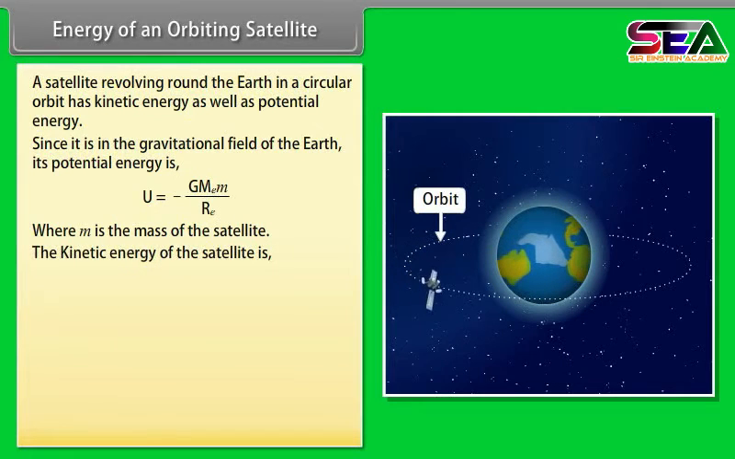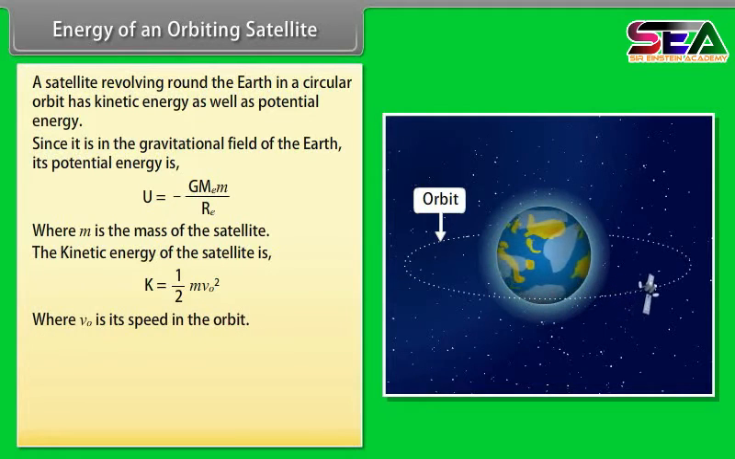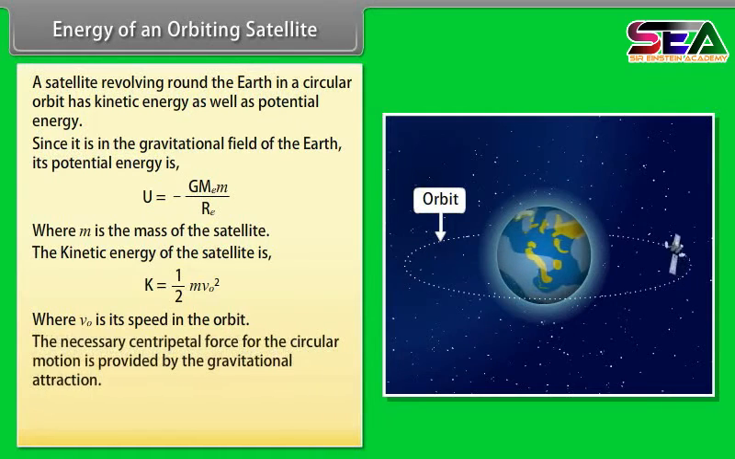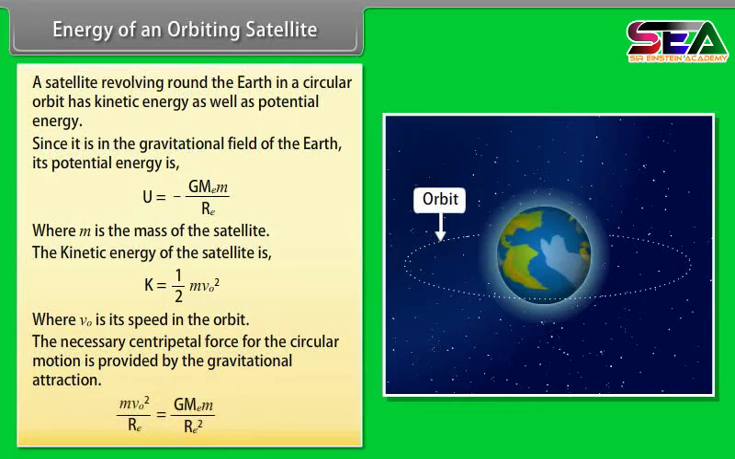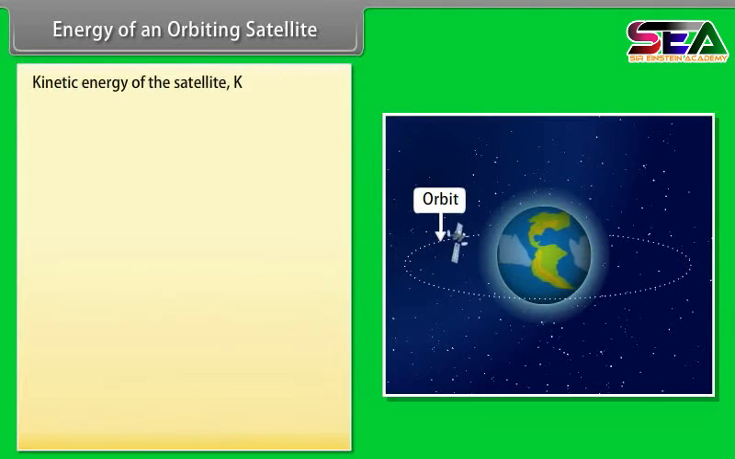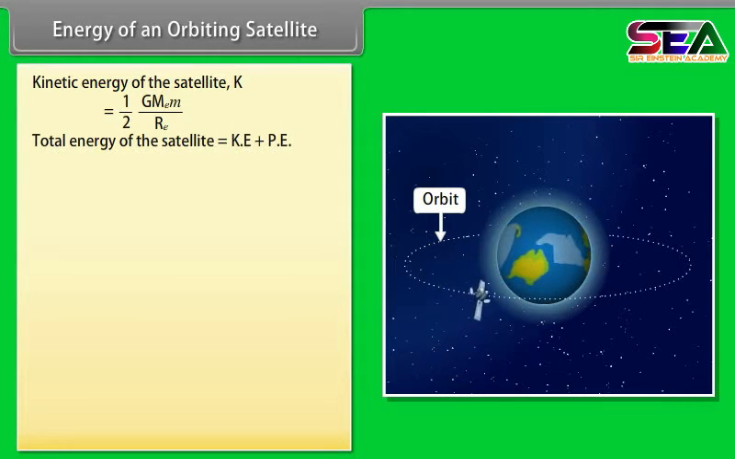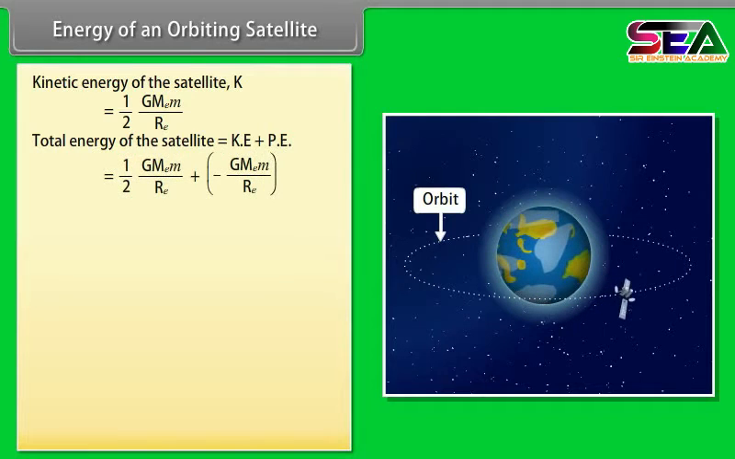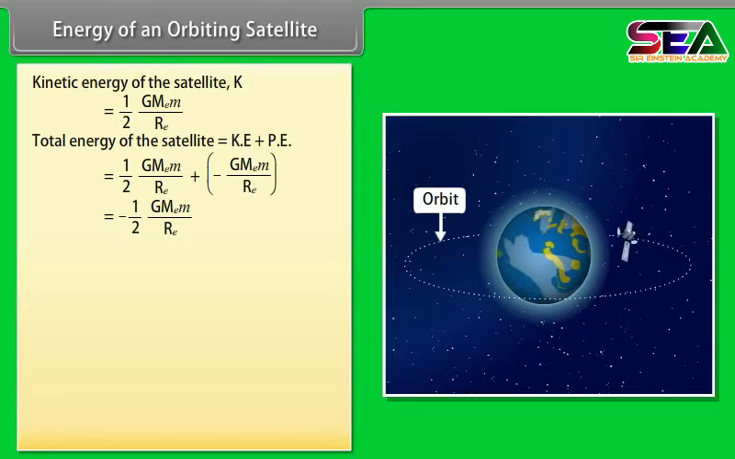The kinetic energy of the satellite is K = ½mv₀², where v₀ is its speed in the orbit. The necessary centripetal force for the circular motion is provided by the gravitational attraction. Kinetic energy of the satellite K. Total energy of the satellite is equal to kinetic energy plus potential energy. On calculating, we get total energy = -½ GMₑm/Rₑ.